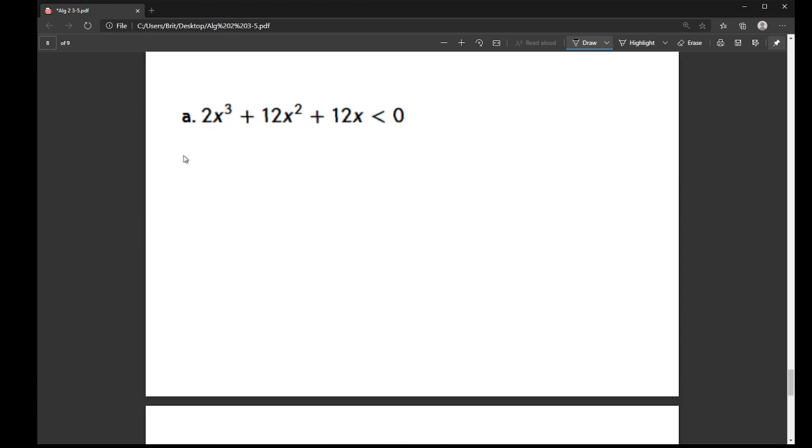So here, my greatest common factor, okay, is 2x. So I'm going to divide 2x out of all of this stuff. So 2x cubed divided by 2x is x squared. 12x squared divided by 2x is 6x. And 12x divided by 2x is 6. Now, this one is not factorable.